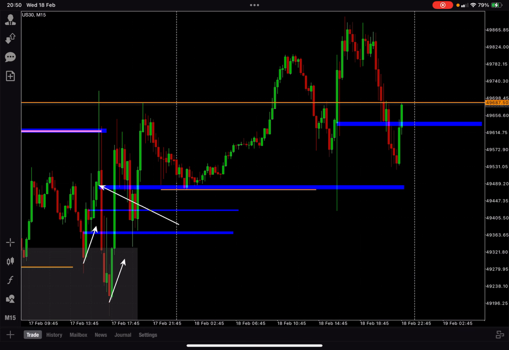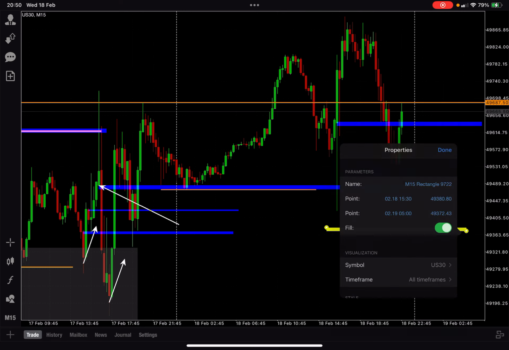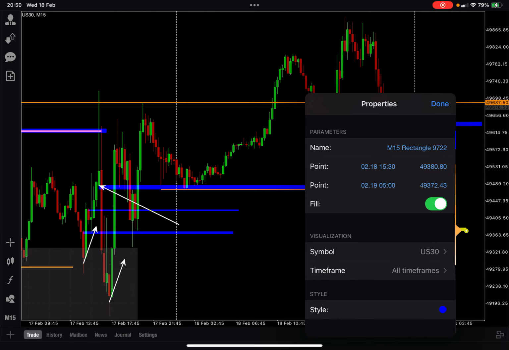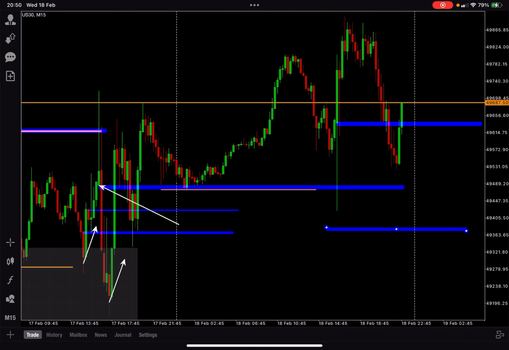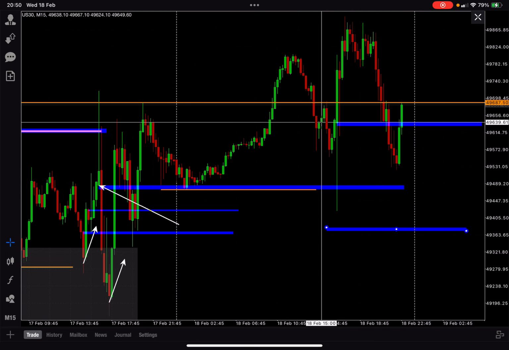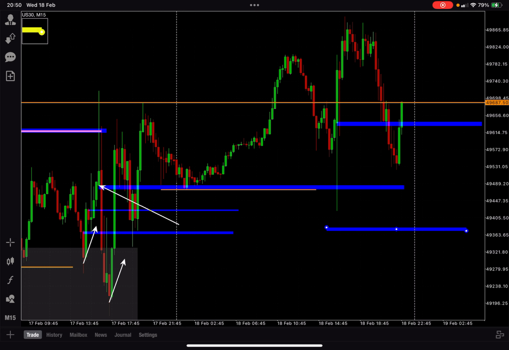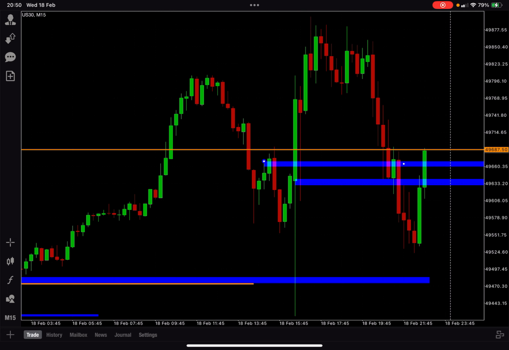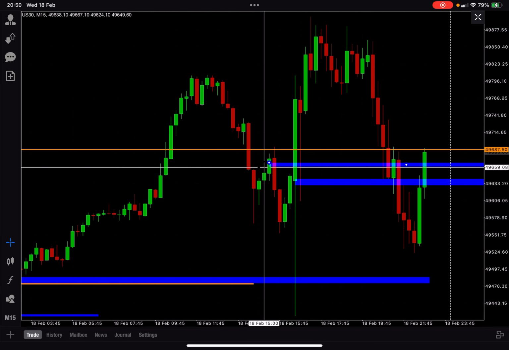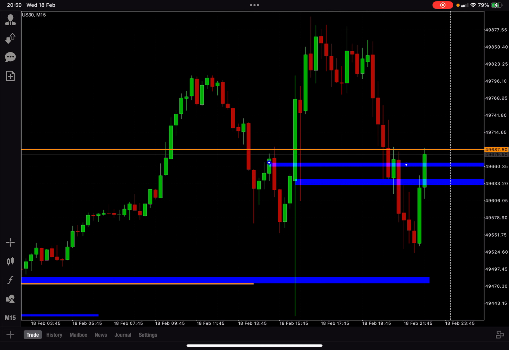Now, we need two blue lines, which are currently yellow, and we're going to put the pre-New York and the high volume time as always. So on this chart, it's 1500 hours, which is 1 p.m. UK time. Same thing as always. That is there. Like that.